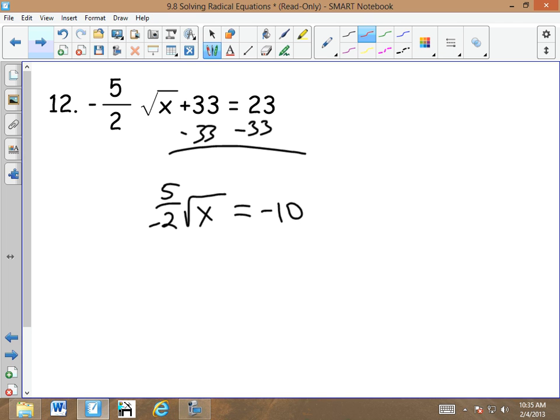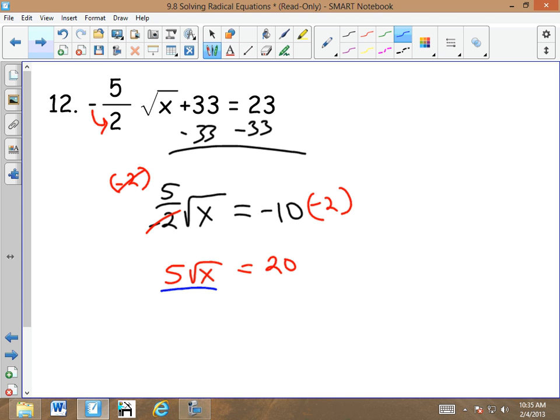Multiply both sides by the bottom number of the fraction. Notice how I took this negative and moved it to the bottom number. That negative can go with the top number or the bottom number. It doesn't matter. I like to put it with the bottom because now I'm going to multiply both sides by negative 2. That's how we get rid of fractions. We multiply both sides by the bottom number. That cancels. 5 times the square root of x equals positive 20.